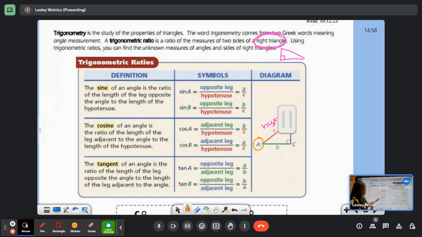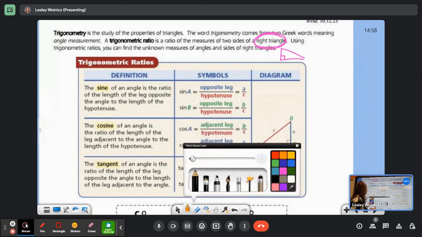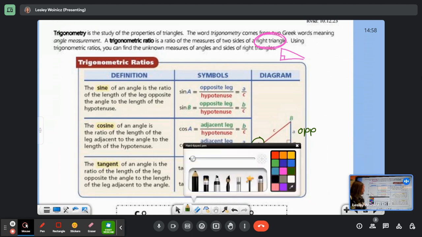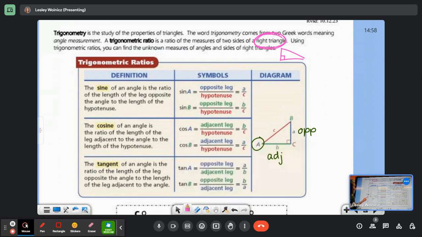Okay, the next one is the tangent. If I look at my angle A, it's opposite over adjacent, so it's A over B. If I switch the angle that I'm starting from, if I'm looking at the tangent of angle B, B is the opposite and side A is the adjacent. Does everybody see how that changes depending on which angle I'm talking about? Okay, perfect.